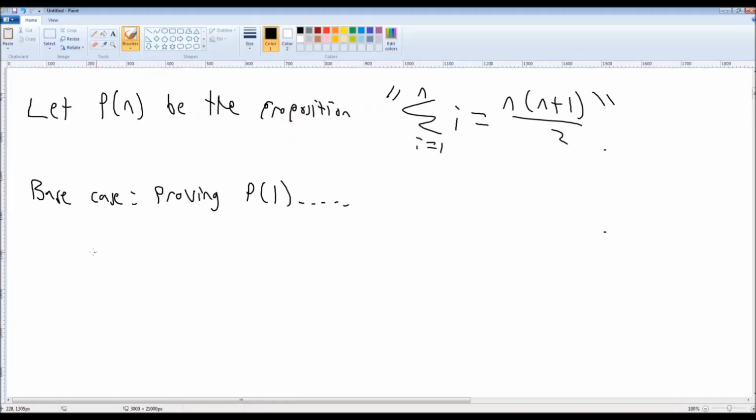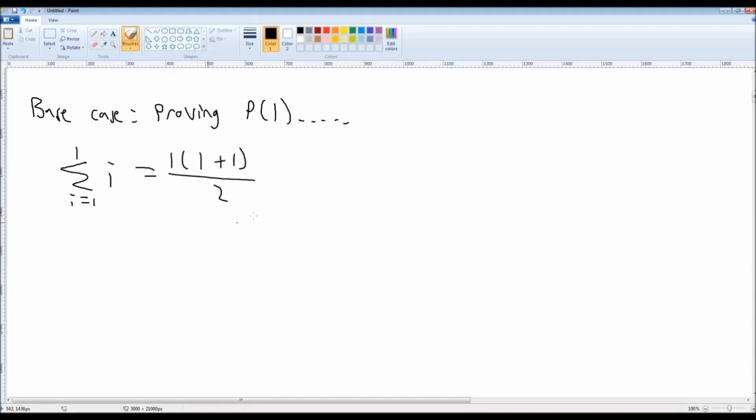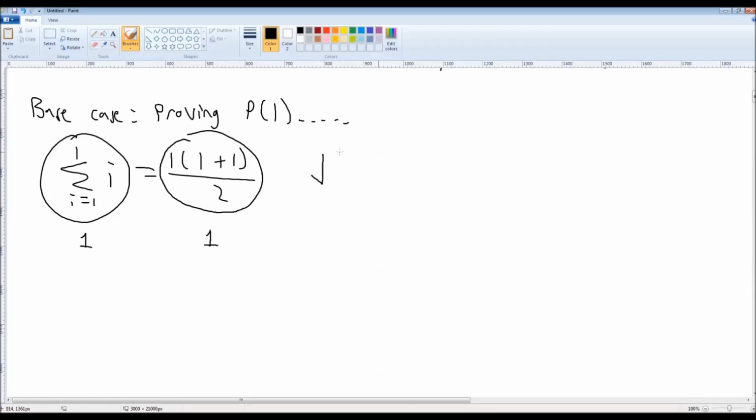Well, P of 1 just says that if you plug in 1 on both sides, that it's true. So is this true if we plug in 1 on both sides? Yes, it is, because the sum of numbers from 1 to 1, that's just 1. And then this is 1 times 1 plus 1, which is 2, all over 2, which is 1. Okay. So we proved that P of 1 is indeed true.